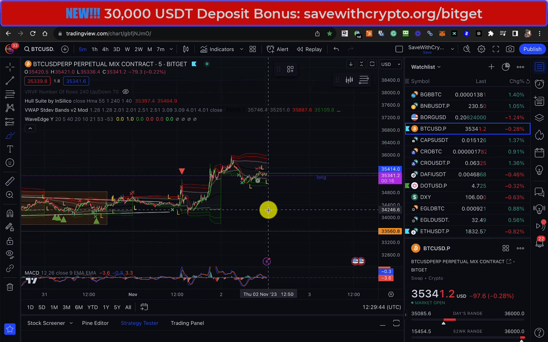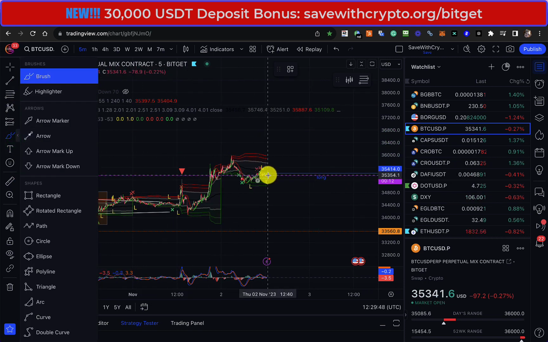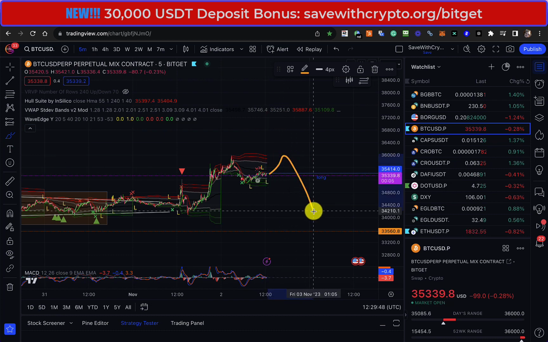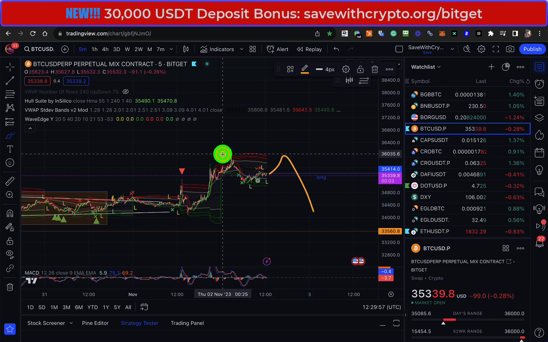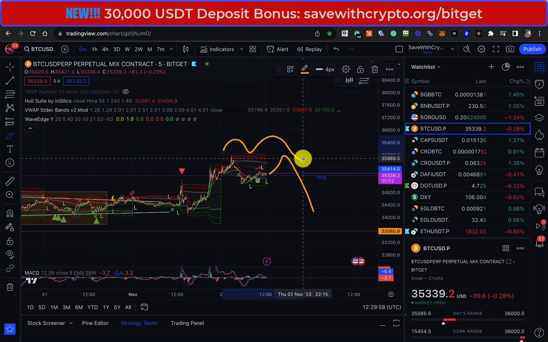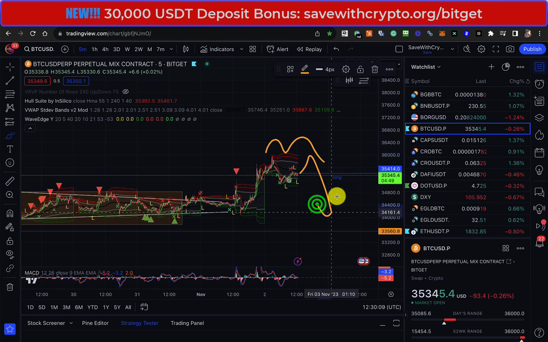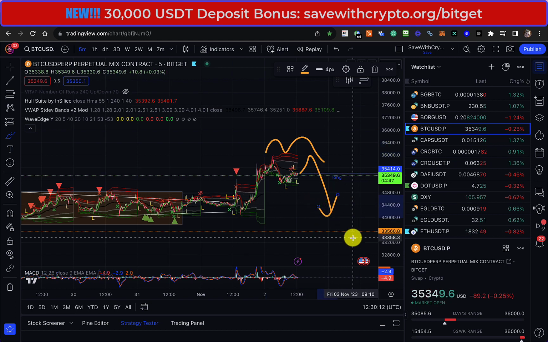I do actually think what's more likely is we get another pump up to 36k and it rejects and comes down again. So that's a double top there. Get the idea? And a double top is a bearish formation, like the opposite of a double bottom. And that could bring the price way down, possibly down to 30k, even lower.